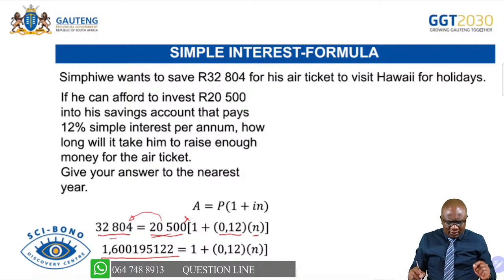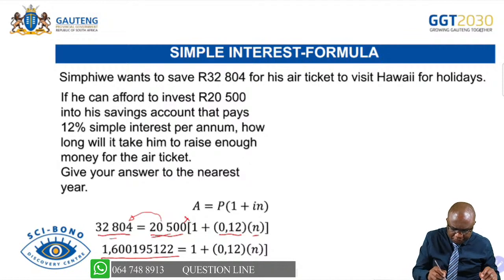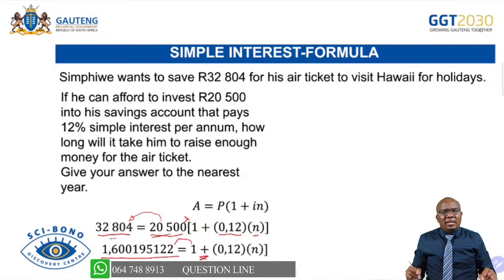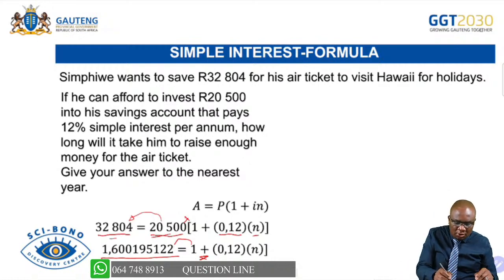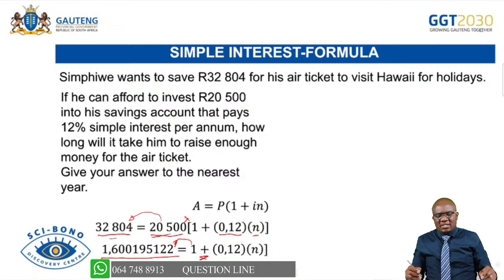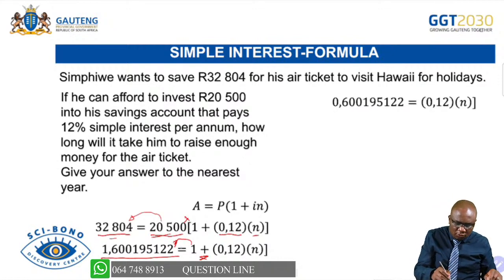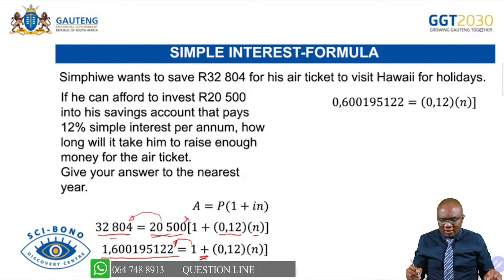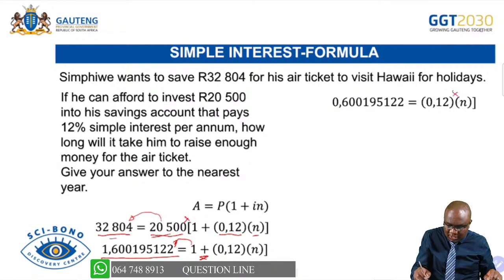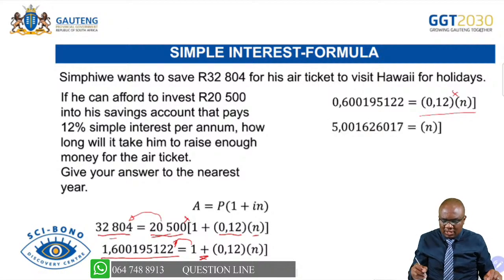Right. Then what do we do? Bring the 1. You see there's a plus here. The inverse of adding is subtracting. So now we can subtract 1 here. We get 0, the whole decimal. See, because we have subtracted 1 there. And then divide by 0.12, because this is multiplication here. So we're dividing by 0.12 both sides. And then we get that.